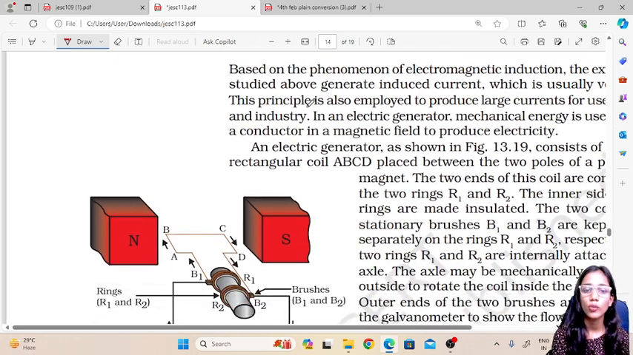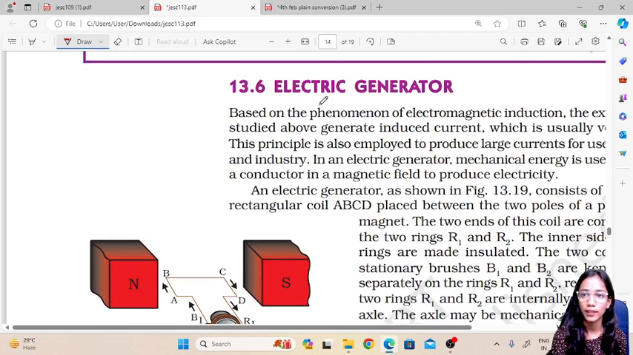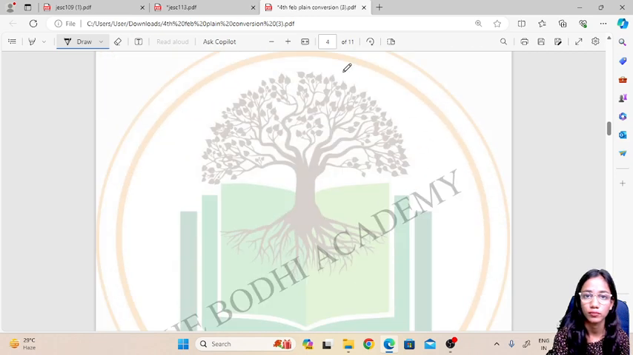Okay, so now we are going to see the electric generator, which works on the principles of electromagnetic induction. This principle is also employed to produce large amounts of current for use in industry. In an electric generator, mechanical energy is used to move the conductor in a magnetic field to produce electricity.